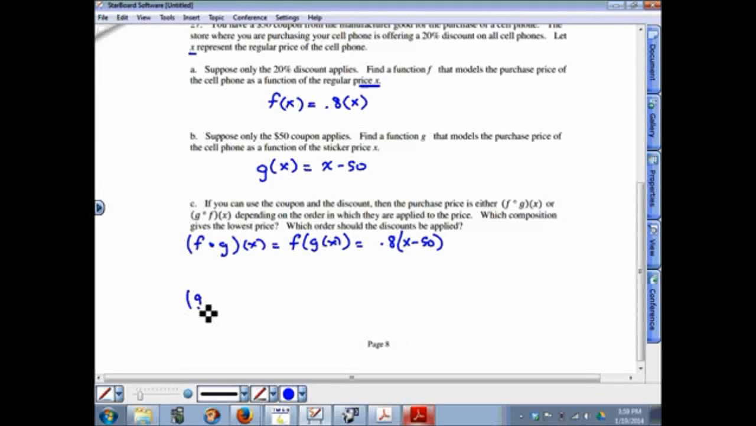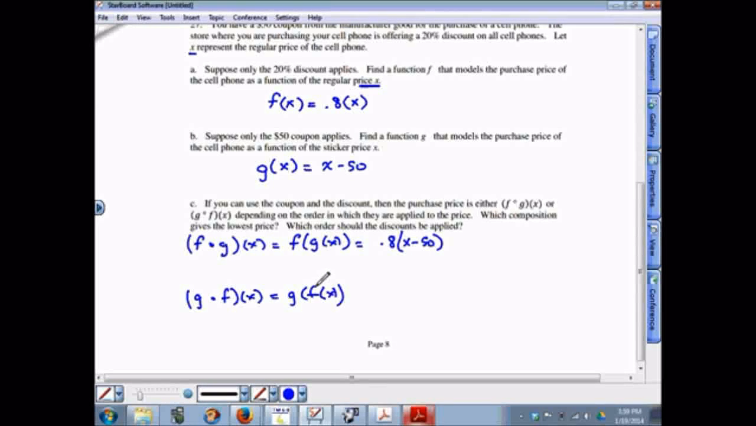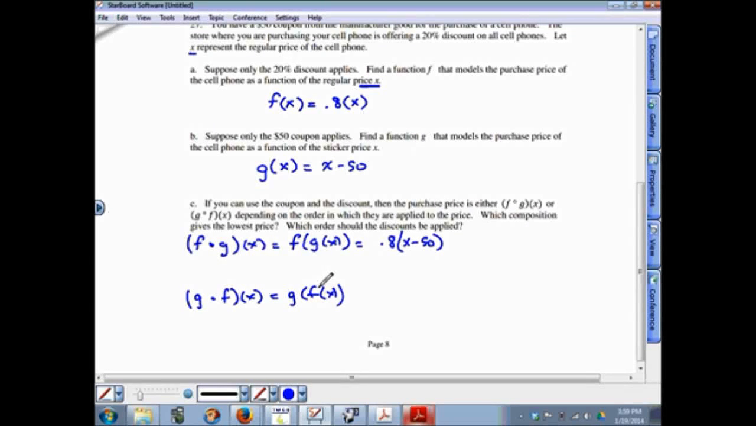Now the other way around is g of f of x, which is written this way. We're going to take the original price, place it inside the f function, so that means we're going to take 80% off first and then subtract $50. So that's going to be 0.8x minus 50. Now the first one needs to be simplified. This turns out to be 0.8x minus, then 80% of 50 is 40.